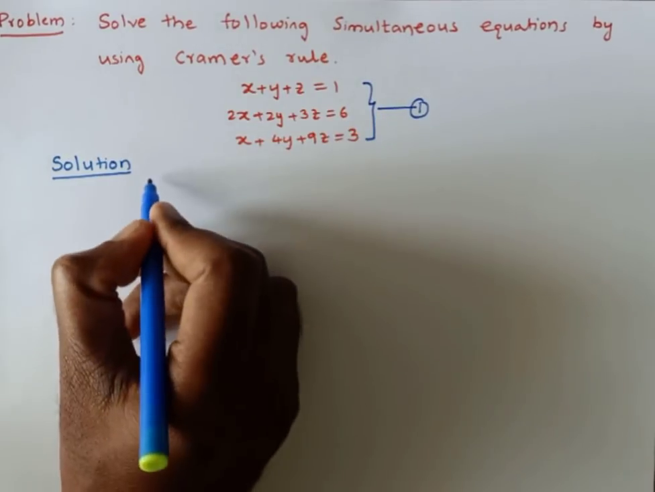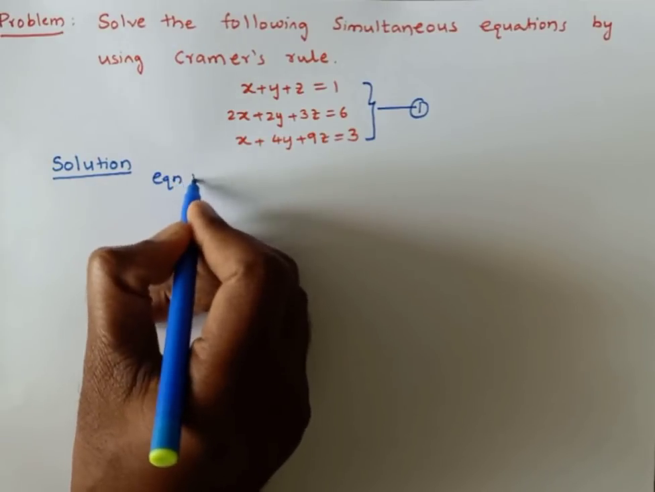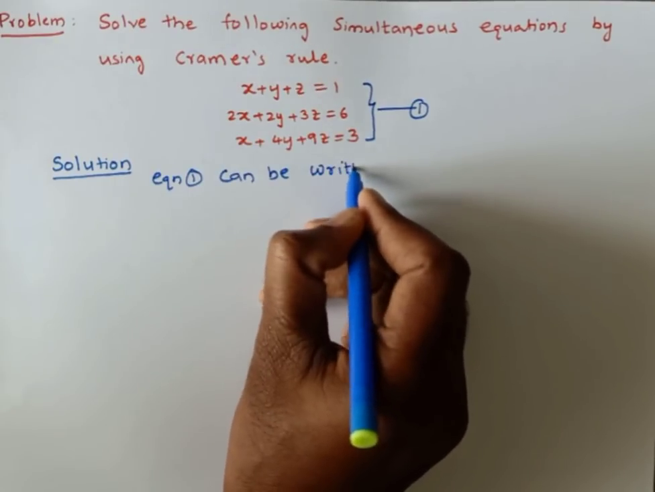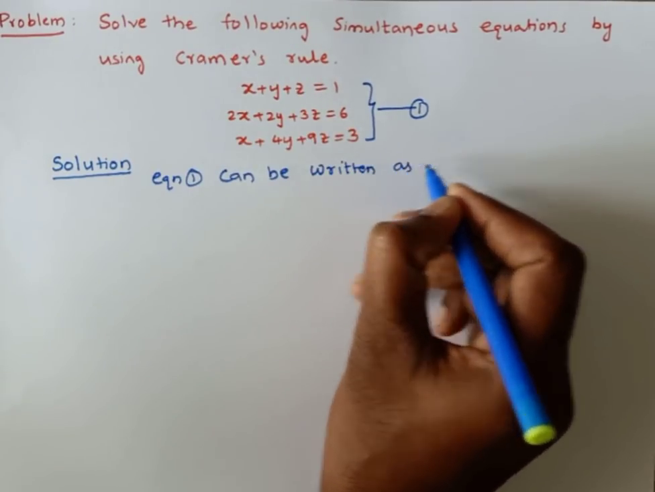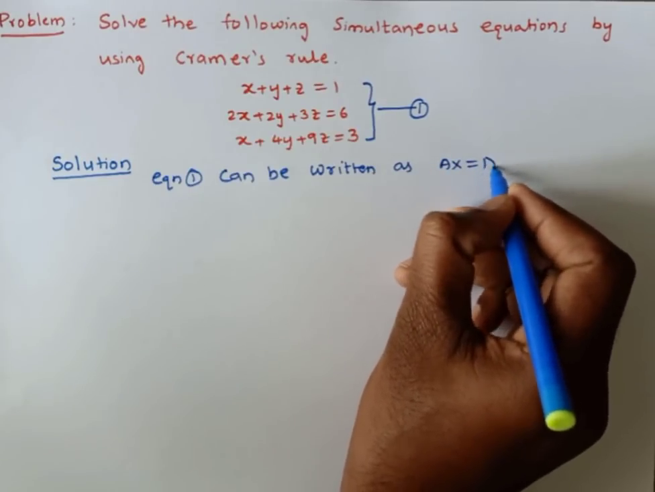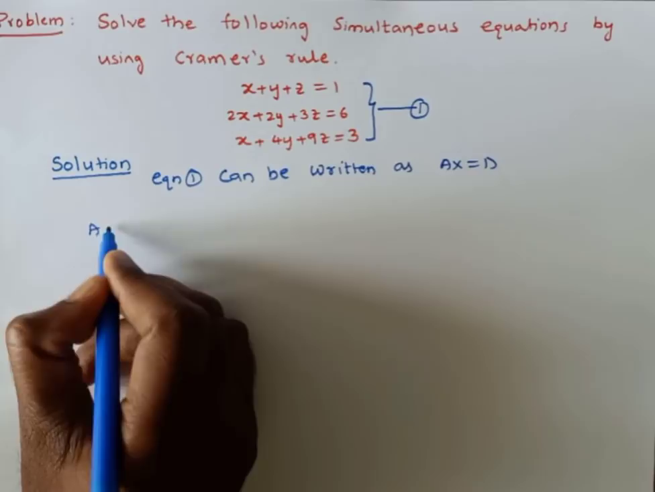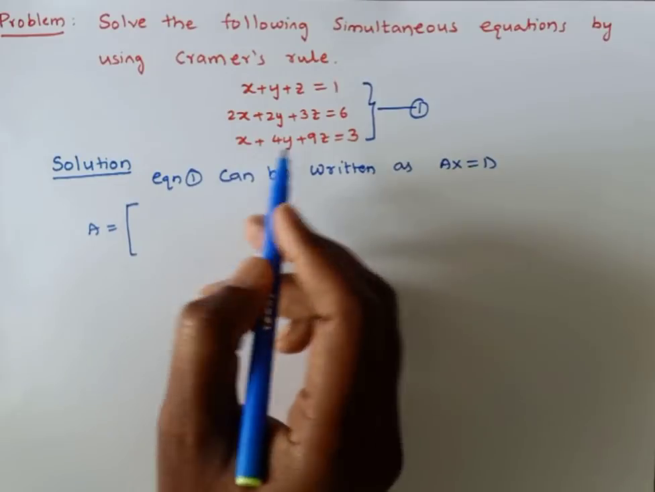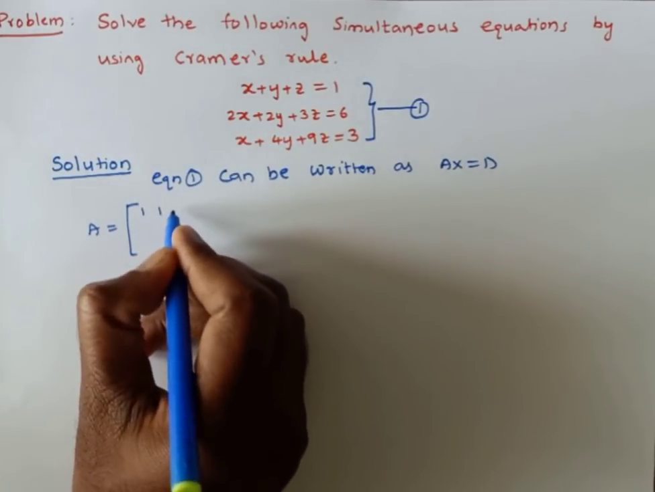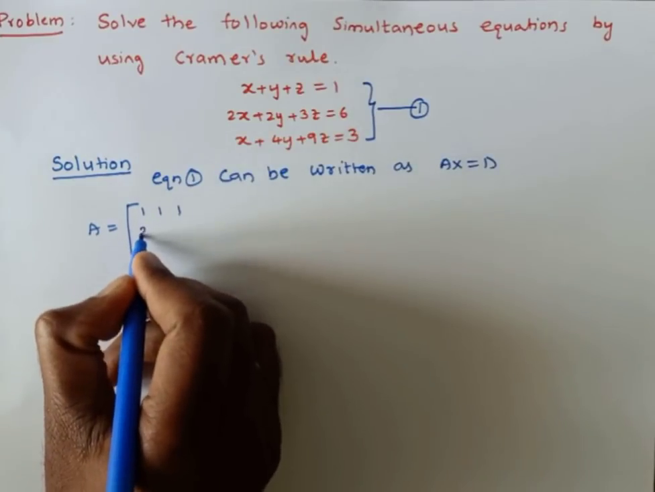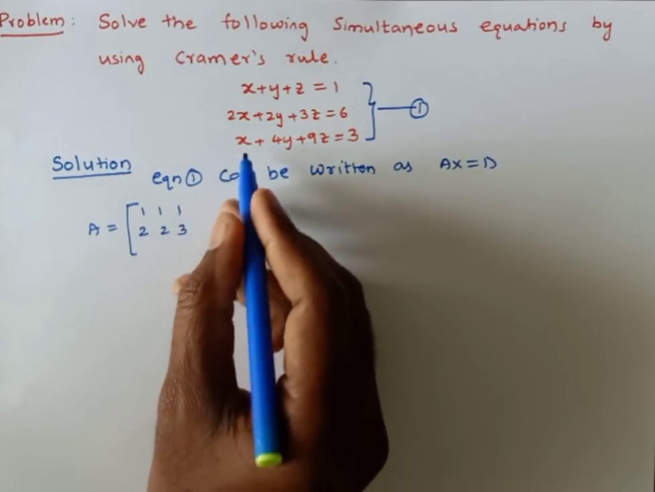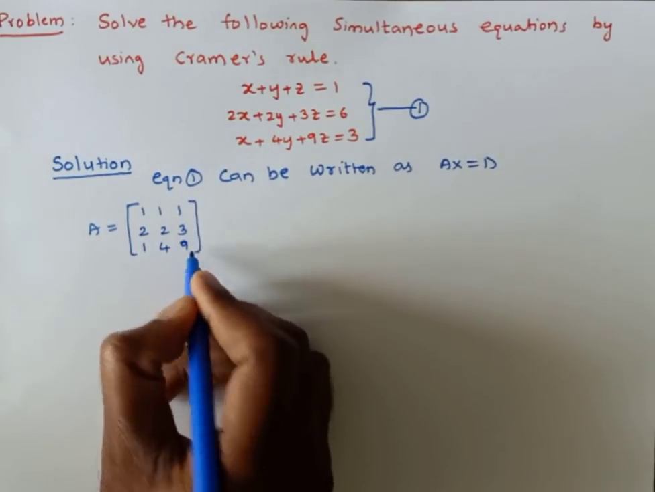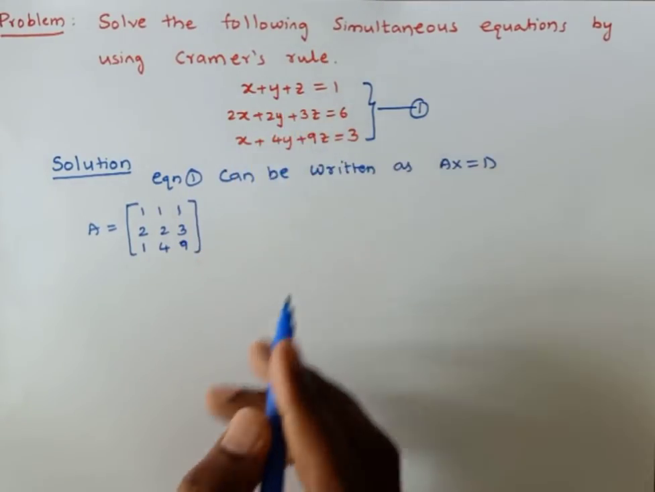As we know, the given equation 1 can be written as a matrix equation, that is Ax equals D, where A is the coefficient matrix. So write down the coefficients of x, y, z for the entire system. The first row is 1 1 1, second row is 2 2 3, and third row is 1 4 9. These are the coefficients of x, y, z for all three equations.